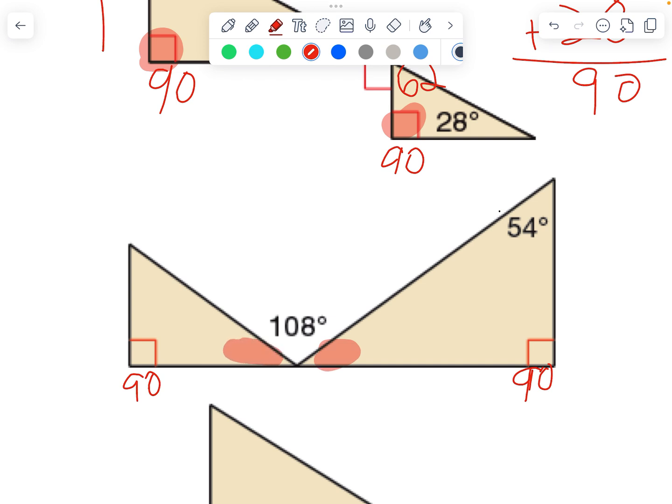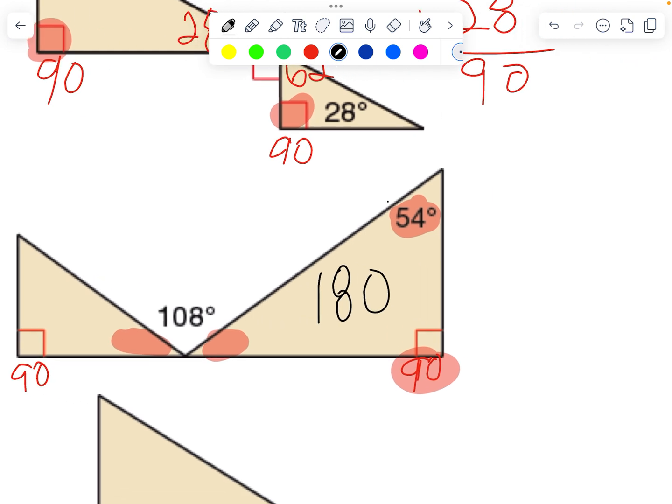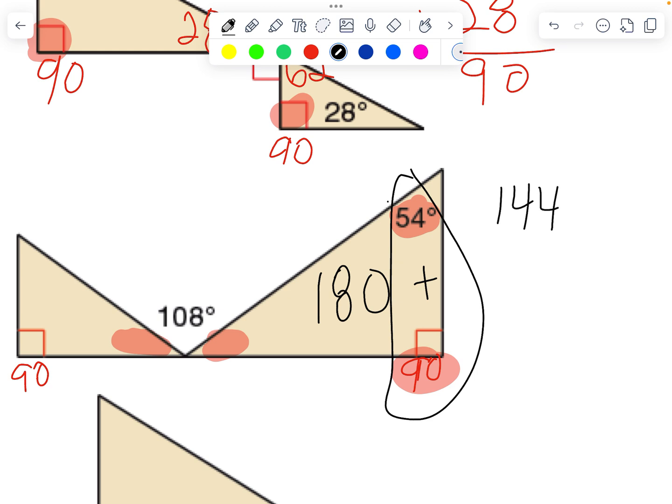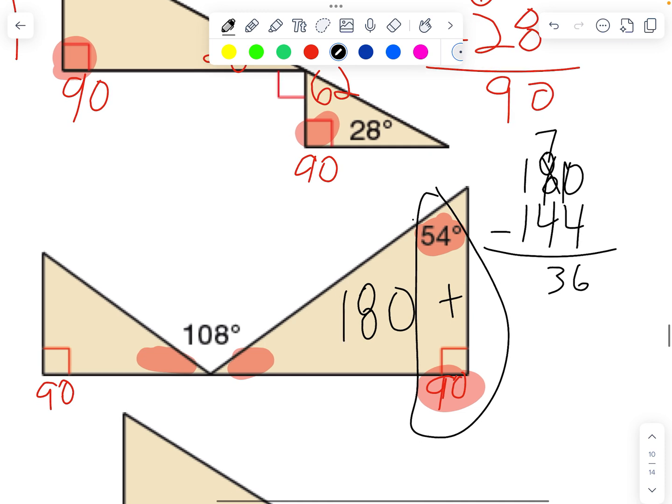Okay, well, look, this is 54 and this is 90. We know the whole thing inside of a triangle is 180 degrees. So let's take 54 and 90 and add them together. Okay, 144. Take 180, take 144 from the 180, subtract. That's 36. So this angle right here is 36 degrees, okay?